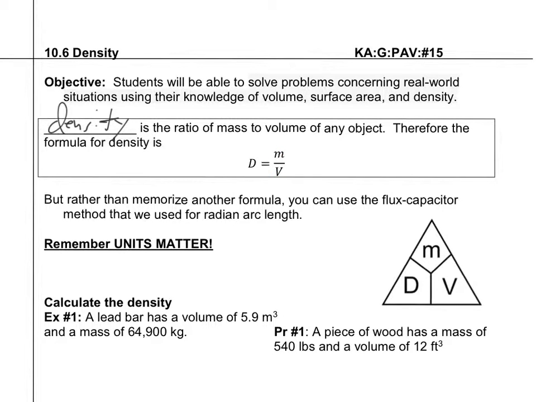Now, we've talked about anytime you have a ratio equals a number, we can actually use this handy, what we've called the flux capacitor method, remember? So if you want to find density, you cover it up, and it must equal mass divided by volume. If you want to find mass, cover up mass, and it would equal density times volume. If you want to find volume, cover it up, and it would equal mass divided by density. So we're going to use this thing. The only thing that we have to remember is that the m for mass goes on top.